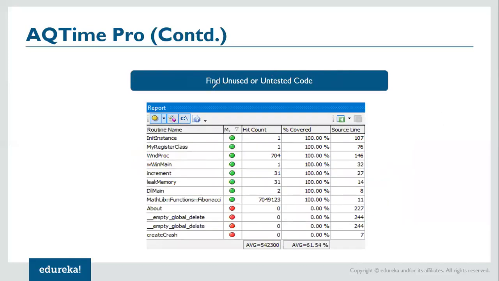So here you can also find out unused and untested code. So let's say there is a piece of code which is never executed in your program. You can identify that with the help of AQTime Pro, or if you have written some test cases which need to be tested, or if it is not tested also, this particular tool can help you identify that piece of code. So as a good programming practice, all the code that you write needs to be tested by making use of some testing framework. So in case a piece of code is not being tested, or if it is not being hit or not being used, you can identify all those details with the help of this particular tool.